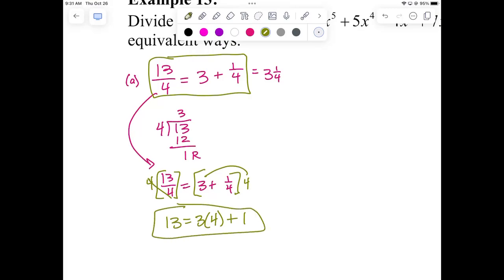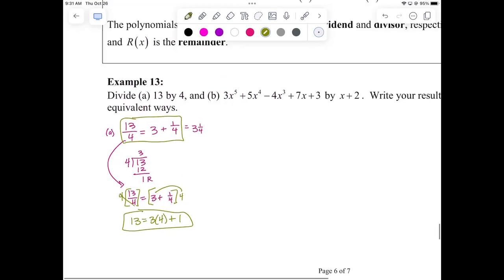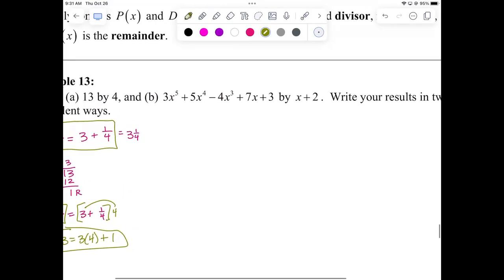These two sentences say the exact same thing. 13 divided by 4 goes in 3 full times with 1 out of 4 left over, or the number 13 is 3 times 4 plus the remainder of 1. Okay? Let's do the same thing now with this right here.